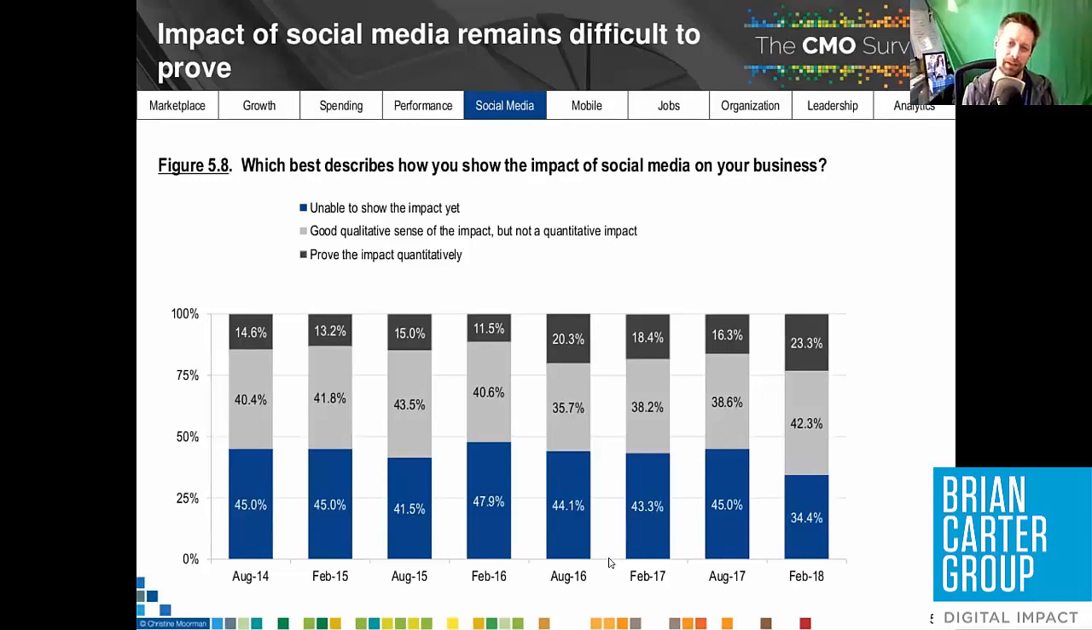The impact of social media remains difficult to prove. Yes, we agree. It doesn't mean it doesn't have an impact. But okay, so we've got three different things on this chart. We've got people that can prove the impact quantitatively. We've got people who have a good qualitative sense of the impact, but not a quantitative impact. And then people who are unable to show the impact yet, which is the biggest portion.